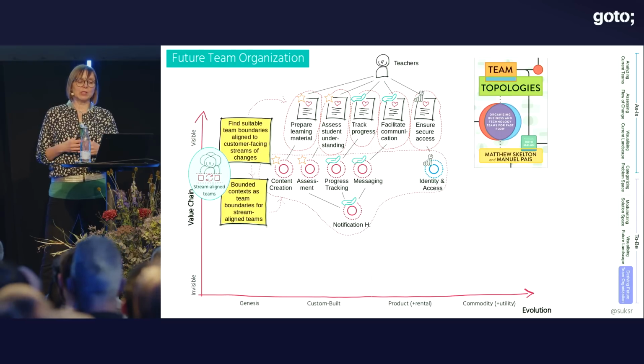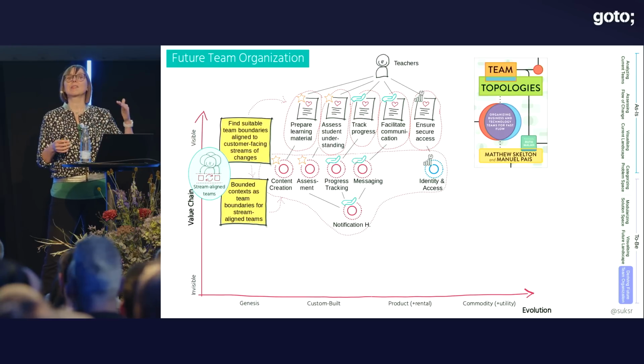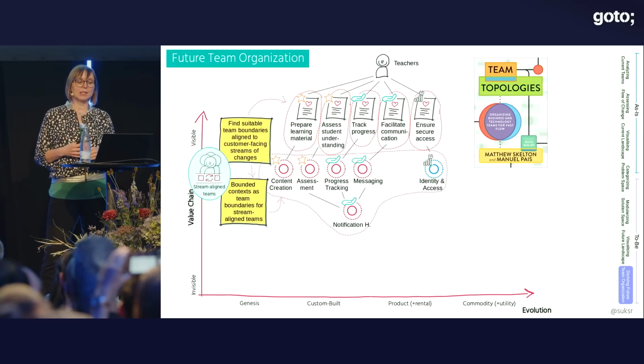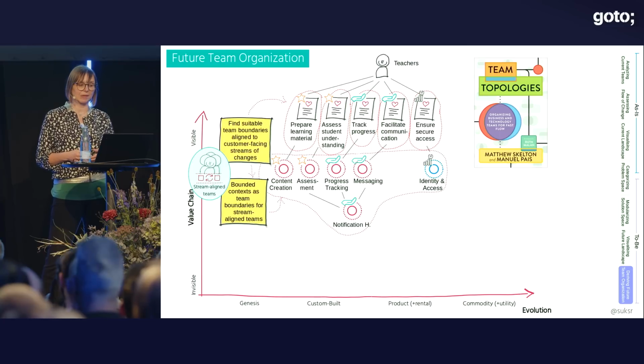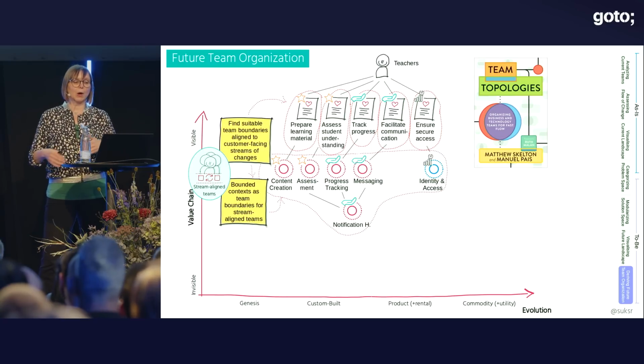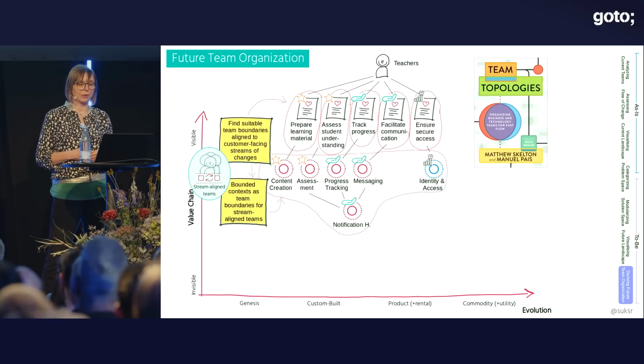And deriving the future team organization also involves finding then, as the next step, suitable team boundaries that align to these customer-driven streams of changes. And as mentioned earlier, the bounded contexts, they serve very well as well-defined ownership boundaries for streamlined teams. So that makes then the bounded context, besides splitting a system apart into modular components, also very good candidates for team boundaries for streamlined teams.